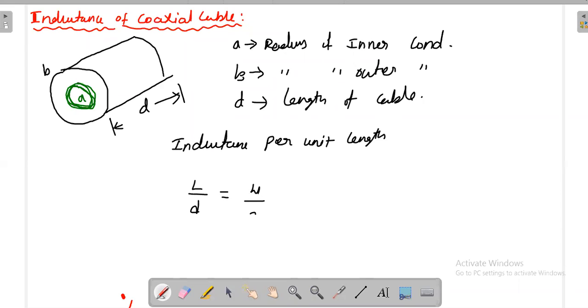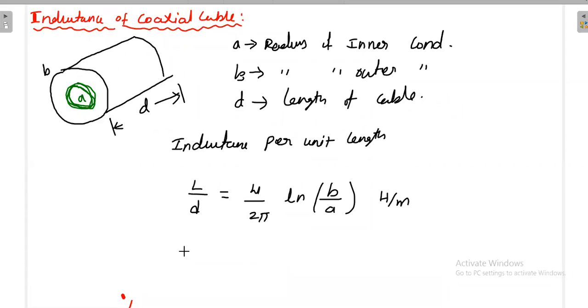So that is equal to mu divided by 2 pi ln B by A. That is the ratio of the radius of the outer conductor to the inner conductor. The unit of this is Henry per meter. Now, if I want the actual inductance, then you multiply mu D divided by 2 pi ln B by A, and this is simply Henry.